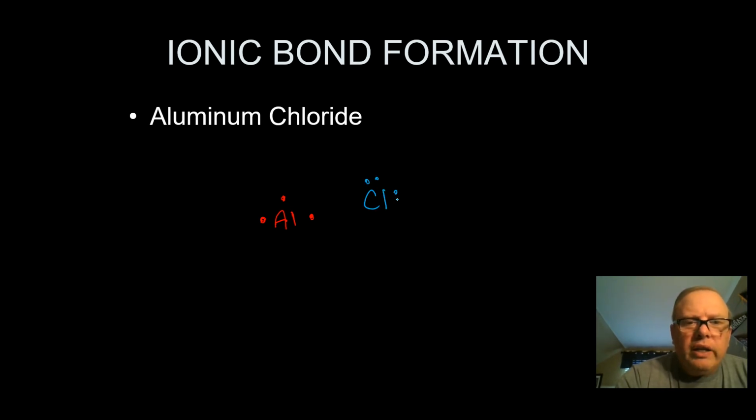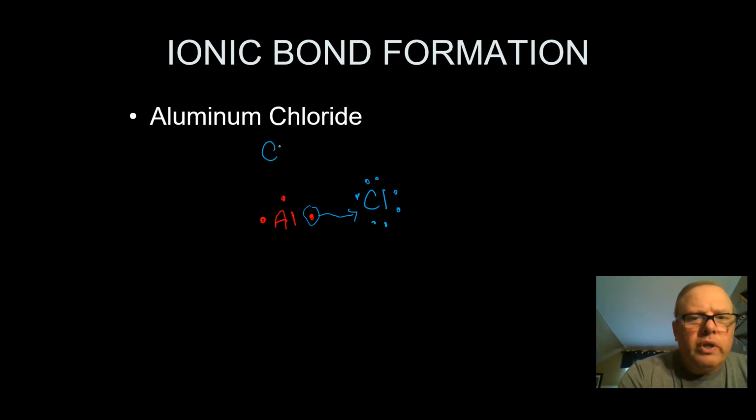Chlorine, with its high electronegative value, has 7 electrons. And what we're going to have here is this electron is going to be transferred to chlorine. Now, notice that this satisfies the octet for chlorine, but does not satisfy an octet for aluminum, which still has 2 valence electrons.